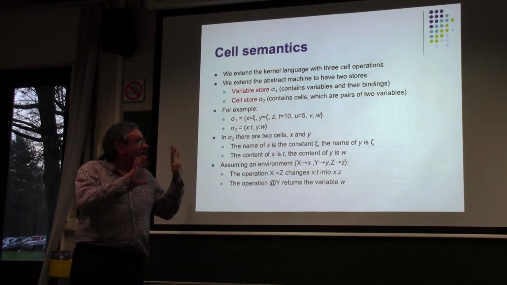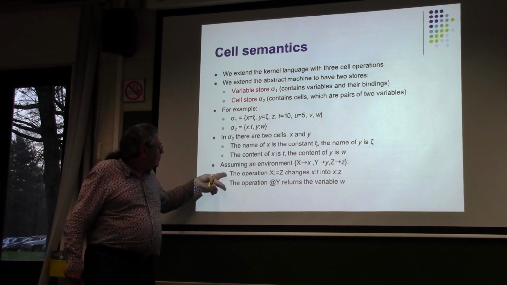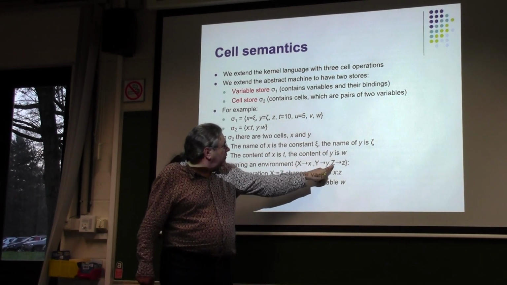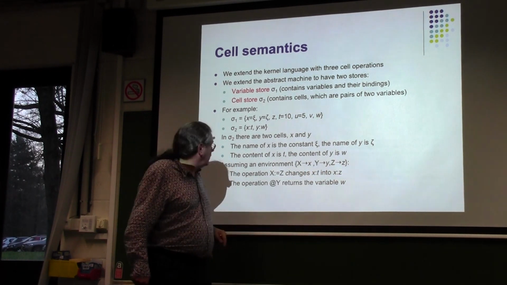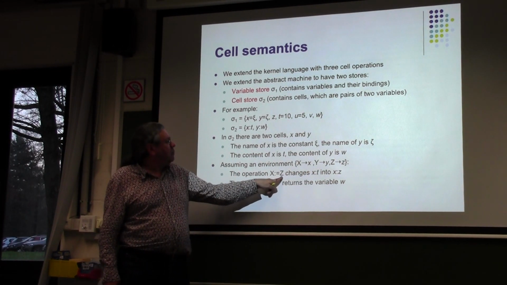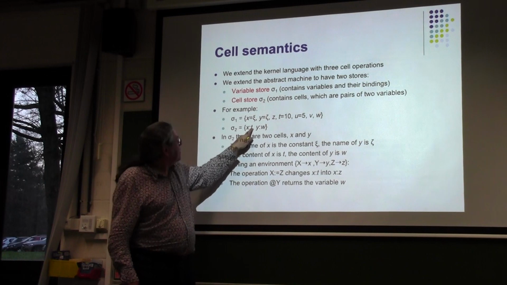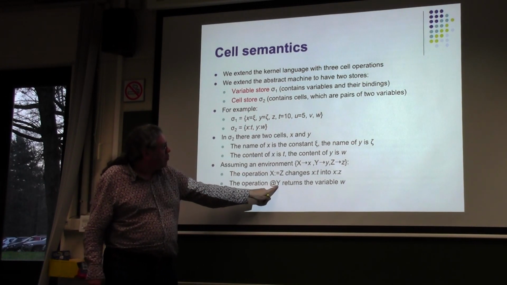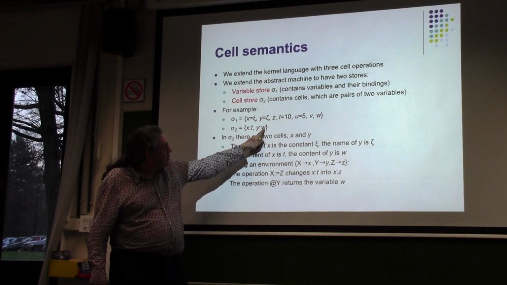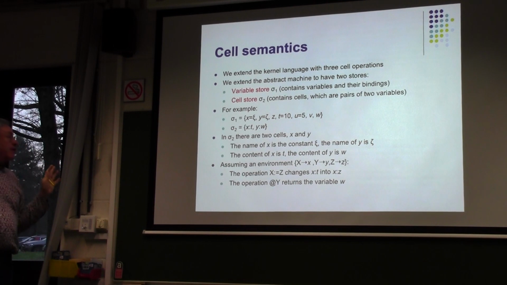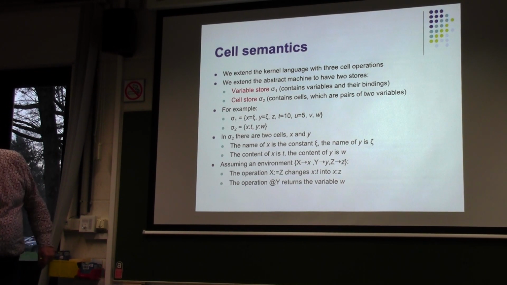Okay, so you see that's completely the semantics, and the operations work like this. Assume I have an environment where x, y, z refer to little x, little y, little z. If I do x colon equal big Z, that will change x colon t into x colon little z. And if I do access y, this will return the variable little w. Okay, so that's how they work. So that's cells. That refreshes the memory. This is the thing we're going to use together with threads, and which will be complicated. And I'll show you why.